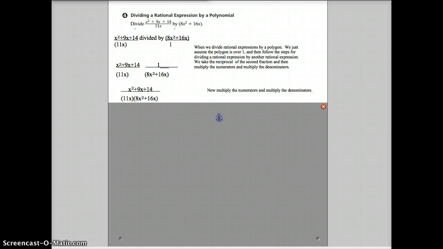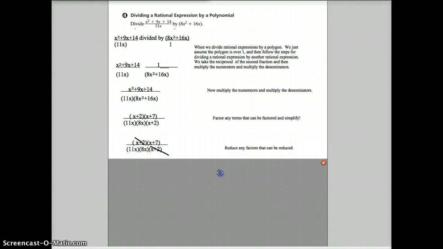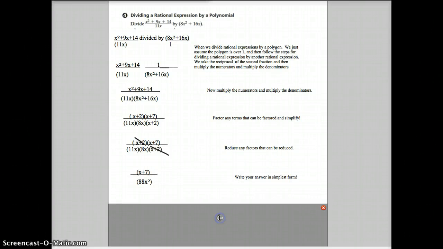Then we can put it all under one fraction bar, and so we have the x squared plus 9x plus 14 in our numerator. In our denominator, we have the 11x times 8x squared plus 16x. So now I can start to factor a little bit, and I factor my numerator into x plus 2 times x plus 7. And in my denominator, I factor the 8x squared plus 16x into 8x times x plus 2. I start to look for common factors, and again, my x plus 2's will cancel out here, and I'm left with x plus 7 over 88x squared.